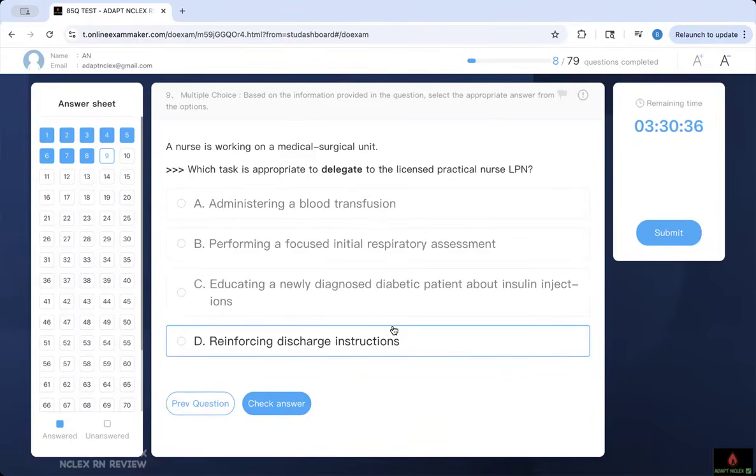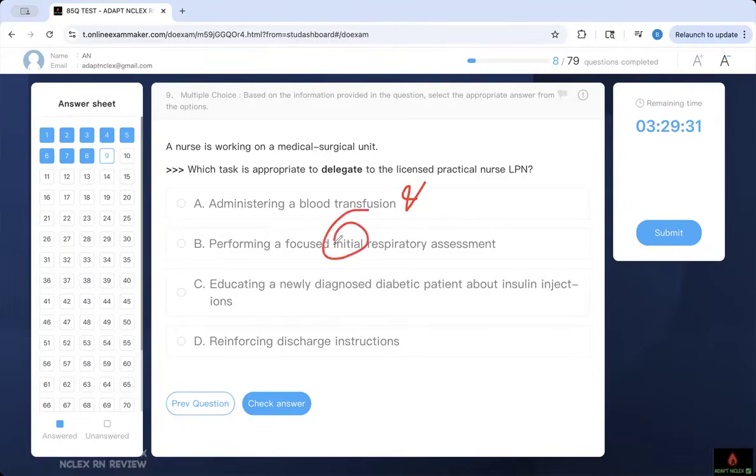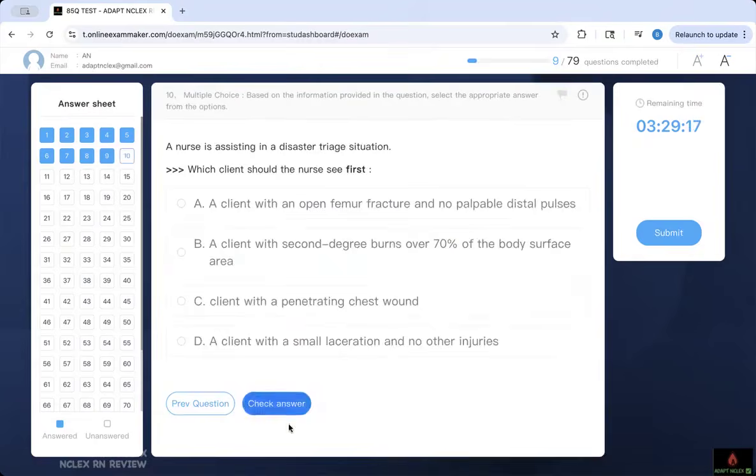Performing a focused initial respiratory assessment, educating a newly diagnosed diabetic patient about insulin injection, reinforcing discharge teaching, administering a blood transfusion. Most of the time, if I did not put initial or anything, I will assume it's the nurse who's supposed to do it. Performing a focused respiratory assessment, yes, it's focused, but there's initial there. Educating a newly diagnosed diabetic patient, the word newly is a problem. And reinforcing discharge teaching is what is classic for LPN. That's what they do. They reinforce it. So that's fine.